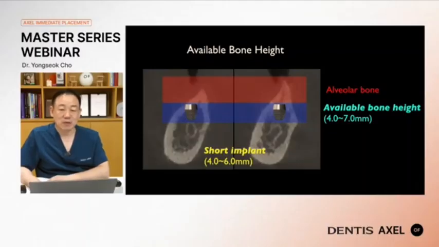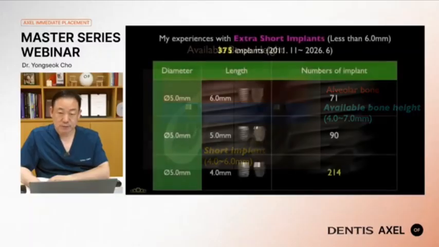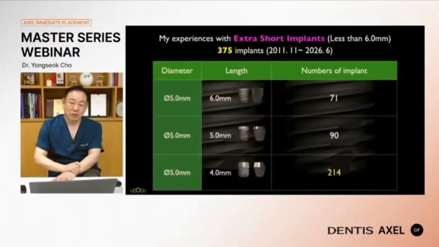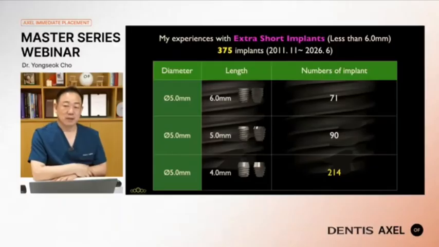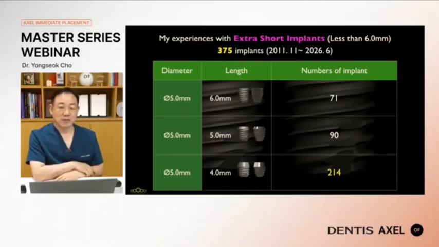Especially, I prefer the 4 millimeter extra short implant, which has a 2 millimeter bevel on top. Actual thread height is just 4 millimeter. This is very useful in severe bone resorption cases. I have been using extra short implants since 2011, and until last month, I experienced a total of 375 extra short implants.